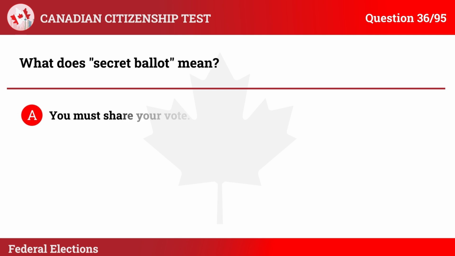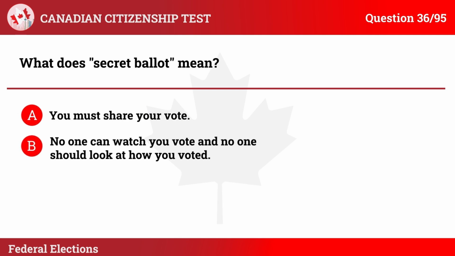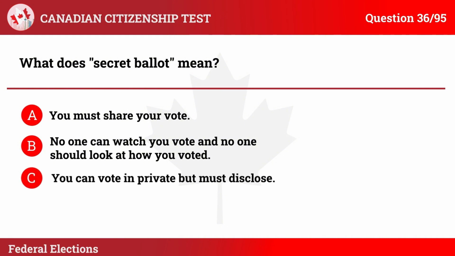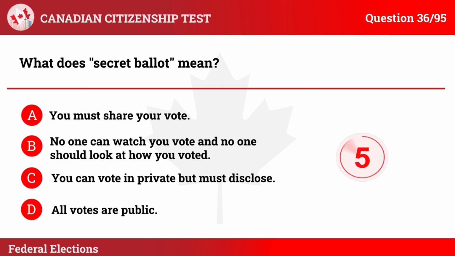A. You must share your vote. B. No one can watch you vote and no one should look at how you voted. C. You can vote in private, but must disclose. D. All votes are public.